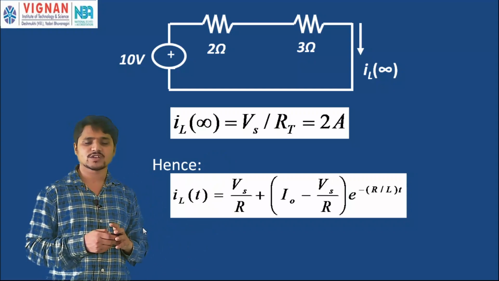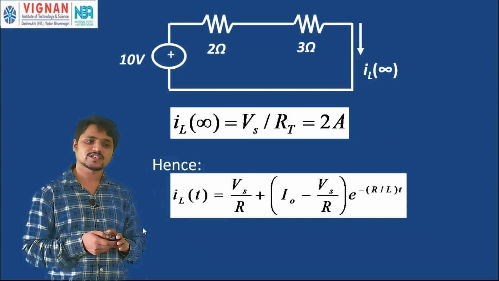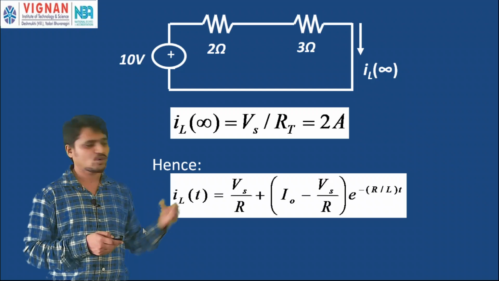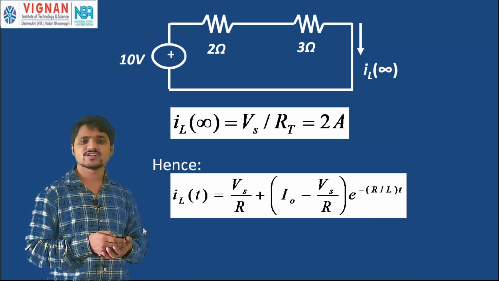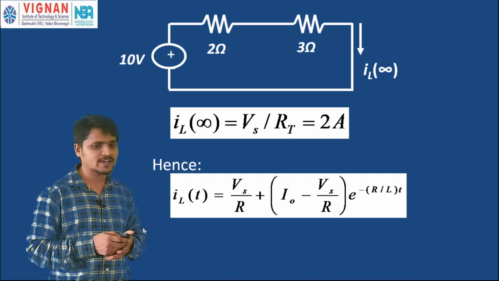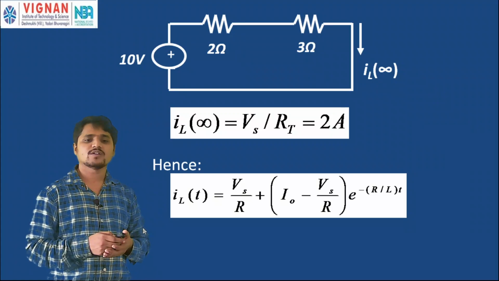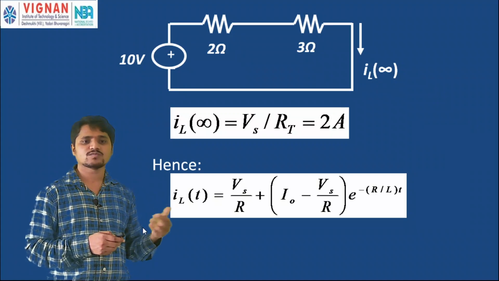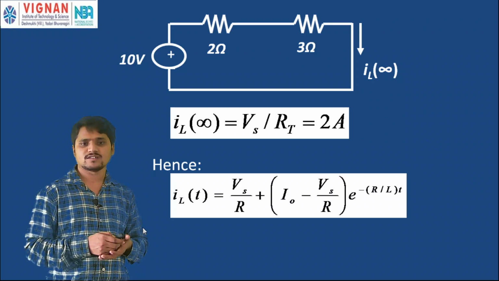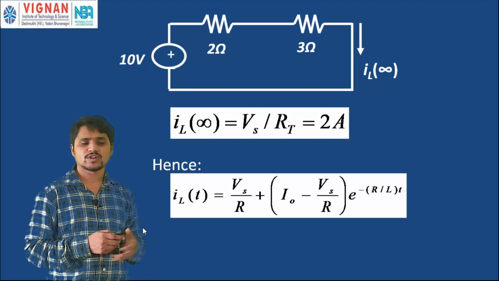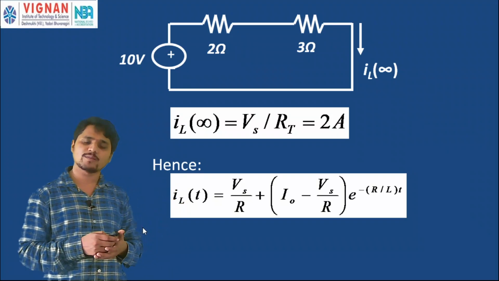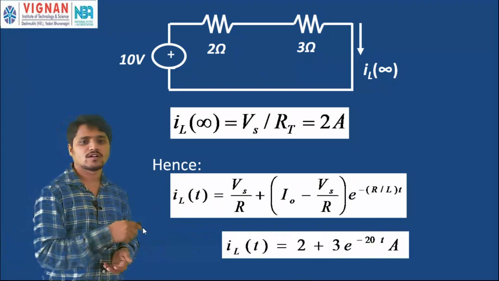The total current in the circuit is the sum of the steady state current and the transient current. Of course, this transient current will vanish after some time constants. It depends upon the ratio of inductance and resistance. If the inductance of the circuit is high, it will take much more time, and if the resistance is high, it will take less time. So it depends upon the time constant, tau equal to L by R.